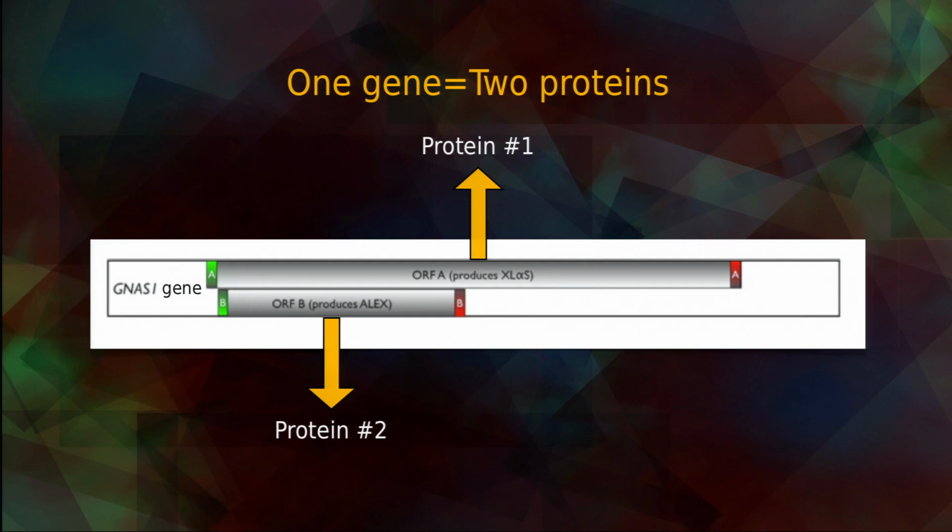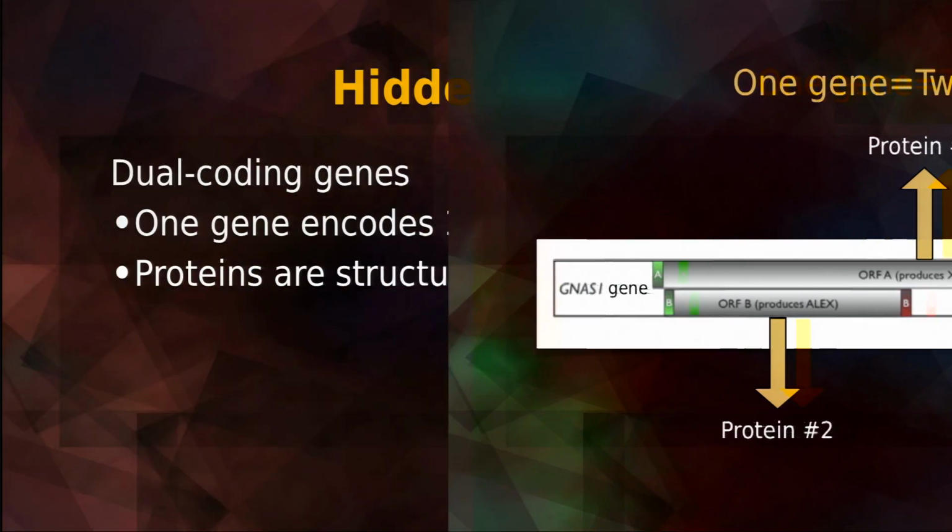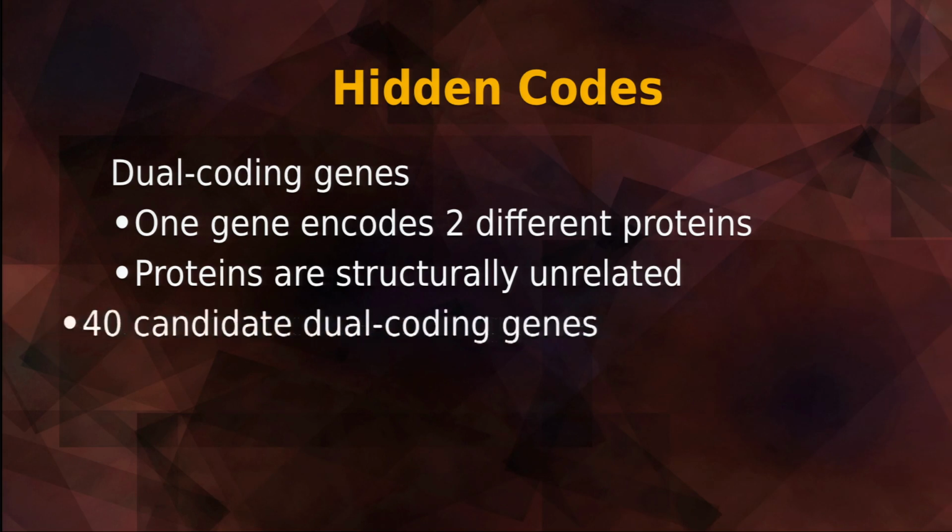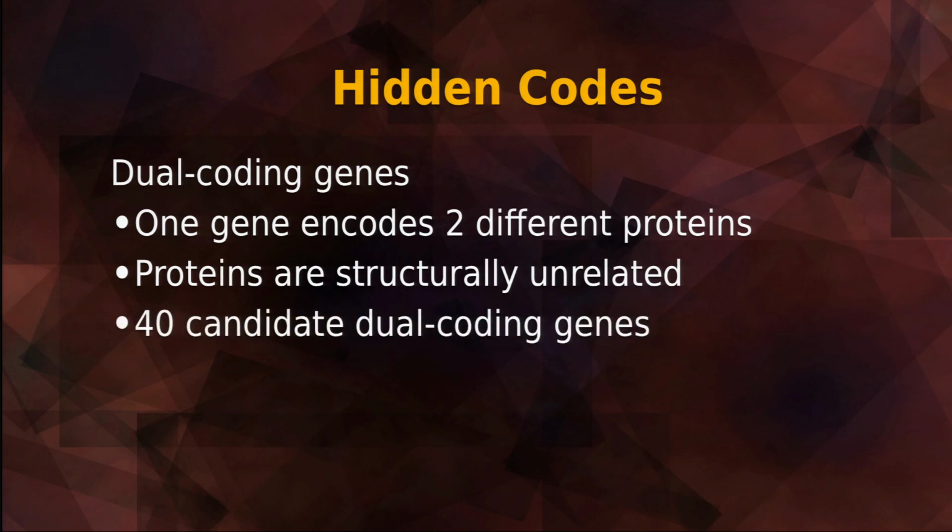It's actually reading the code differently, which without going into a lot of detail to explain how that's done, it reads it differently, and so you get a totally different protein as a result of that. And right now they found about 40 candidate dual coding genes, but they use very conservative parameters, so they think there's probably a lot more. This may help explain why we have 20,000 genes, but we have 100 to 300,000 proteins.